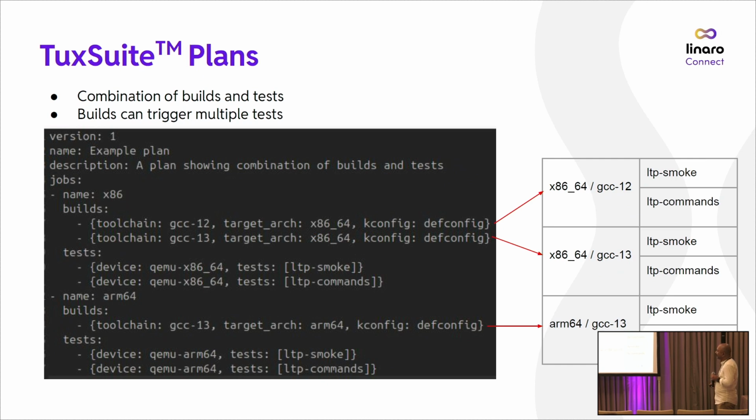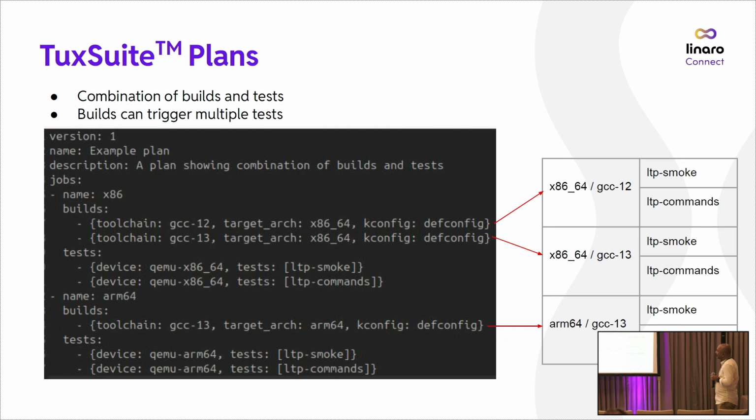If you see, there is a version, you define the name of the plan and you say what this plan does, and then there are different jobs. So here majorly we are doing two things. One is we are building for the x86 architecture, and the second is for the ARM64 architecture. So we are doing two builds, with GCC 12 and also GCC 13. For the x86-64 architecture, we do a defconfig build, and once this build is done, we want to test these artifacts on the QEMU x86-64 device.